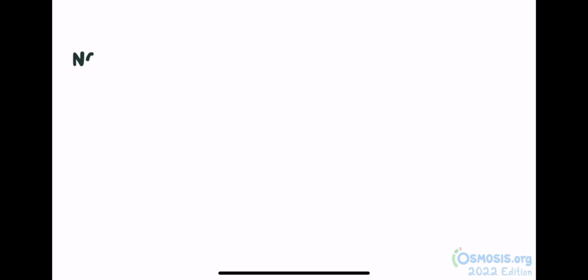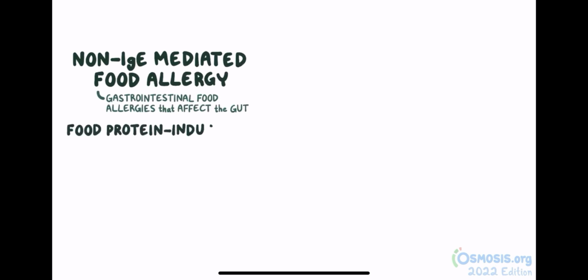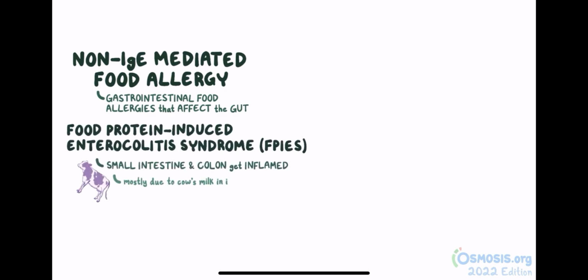Now, there's also a non-IgE mediated food allergy, which includes a range of gastrointestinal food allergies that affect the gut. There's also food protein induced enterocolitis syndrome, or FPIES for short, where the small intestine and the colon get inflamed, mostly due to cow's milk in infants. Other causes include celiac disease, where people who are allergic to gluten have their small intestine inflamed and damaged.